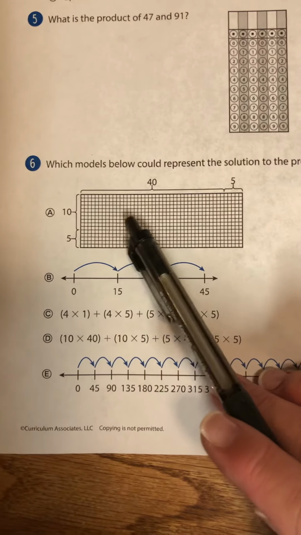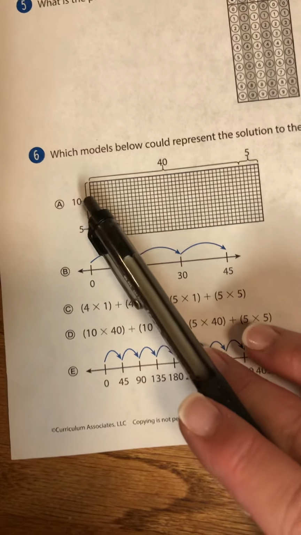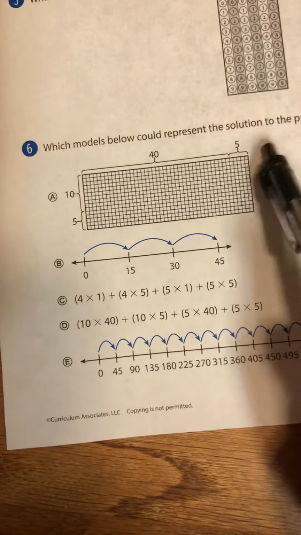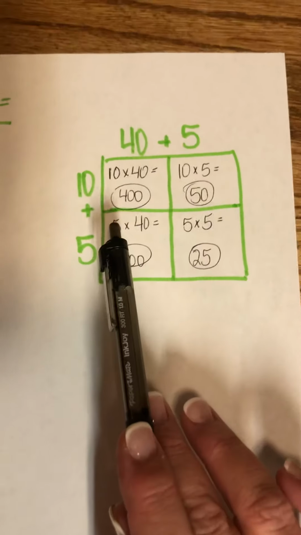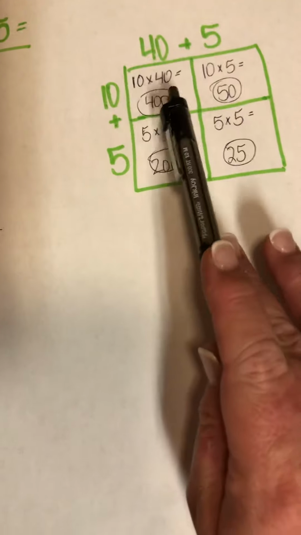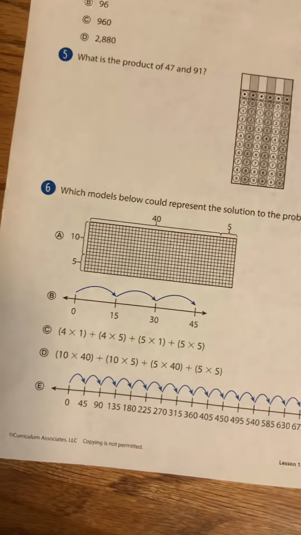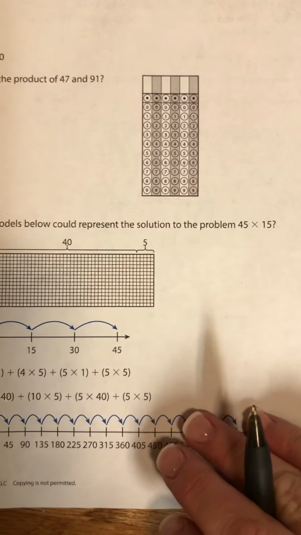Normally, when we draw an area model, we don't draw all these cubes or squares, but this does look just like the area model we've been learning. So I drew this. Here's the same problem. And I looked at it and I thought, yep, that's just what we would do. 10 times 40, 10 times 5, 5 times 40, and 5 times 5. So this would be a good choice. We would want to select that. That model represents 45 times 15.